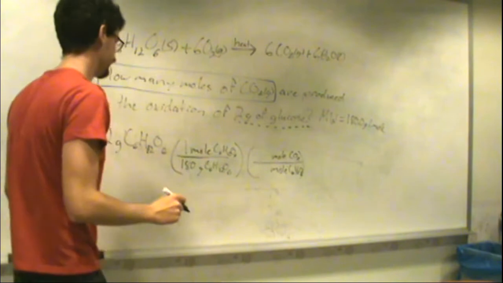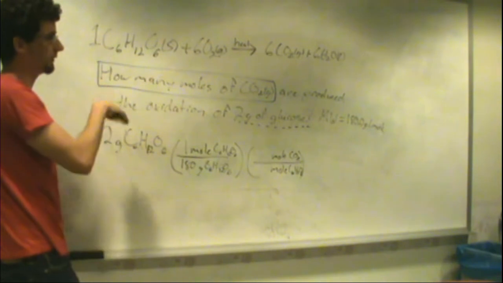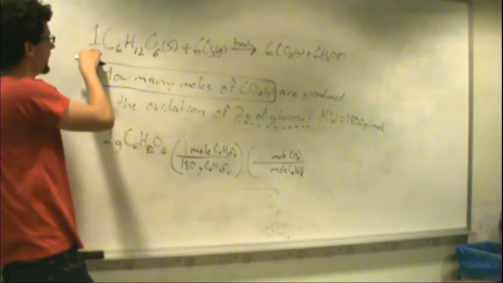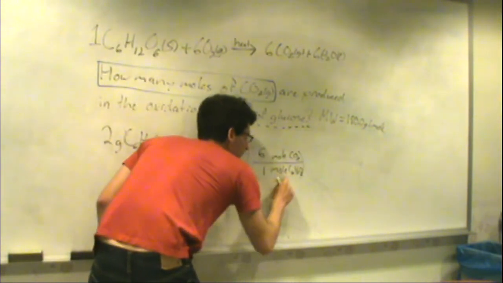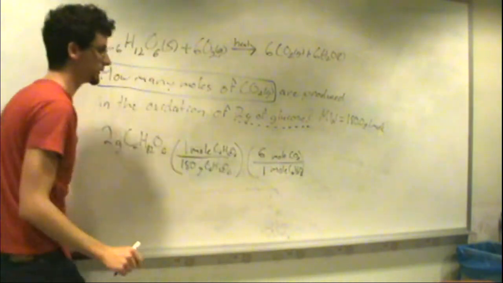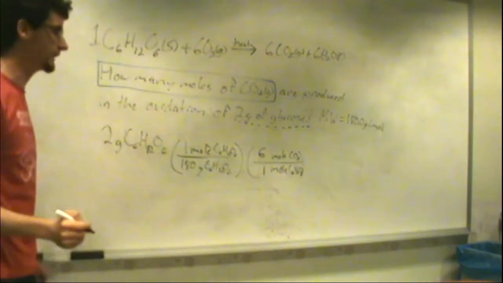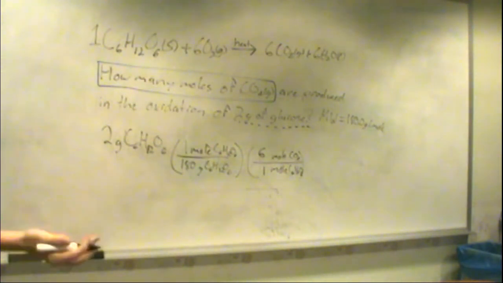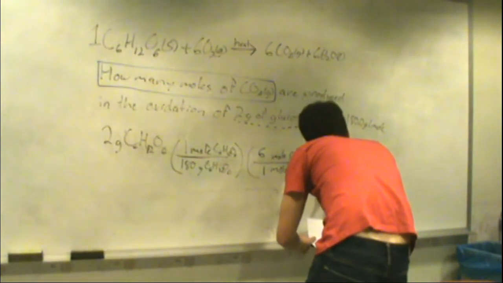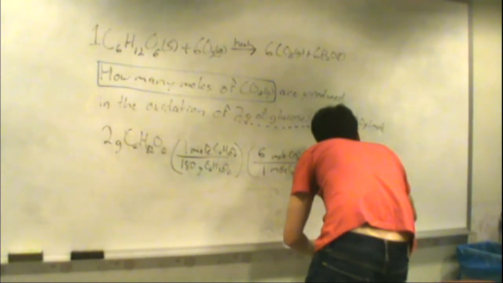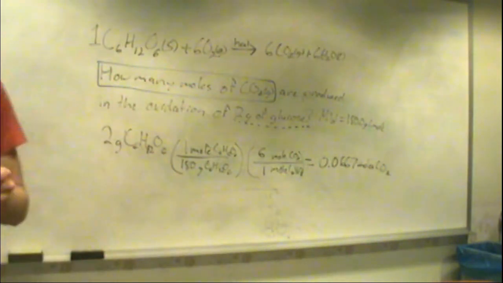So we notice we actually have a 1 out front here, but it's not given, but it's implicit. And we have 6 moles of CO2. So for every 1 mole of glucose we consume, we produce 6 moles of CO2. So our units of moles of glucose should cancel out, and we'll end up with moles of CO2. Multiplying that all out, we end up with 0.0667 moles of CO2, which is great.